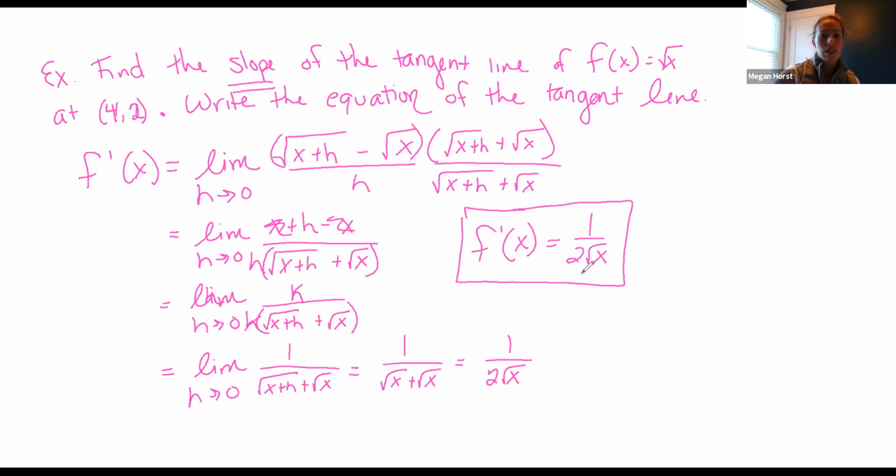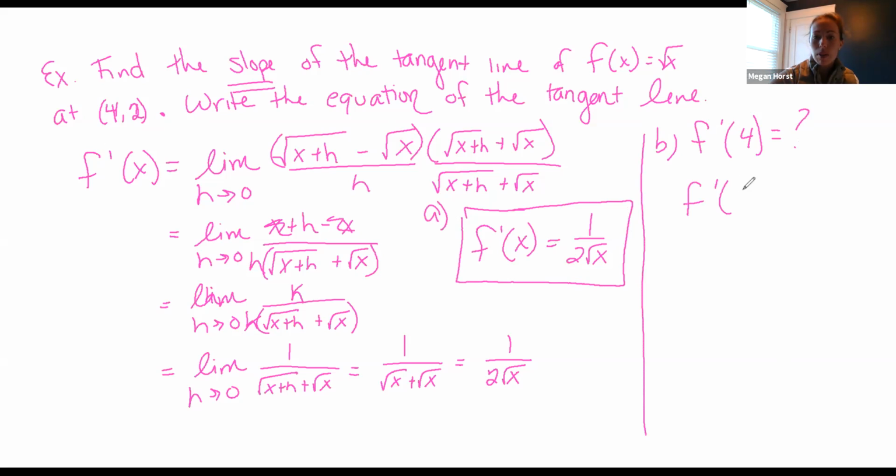All right, the next part says we want to find it at the point 4, 2. Well, notice that my derivative does not depend at all on y, it only depends on x. So if this is part A, part B is wondering what is f prime of 4? So all we're going to do here is sub in 4 to our function. And we get 1/4, which means the slope of the tangent line when x equals 4 is going to be 1/4.